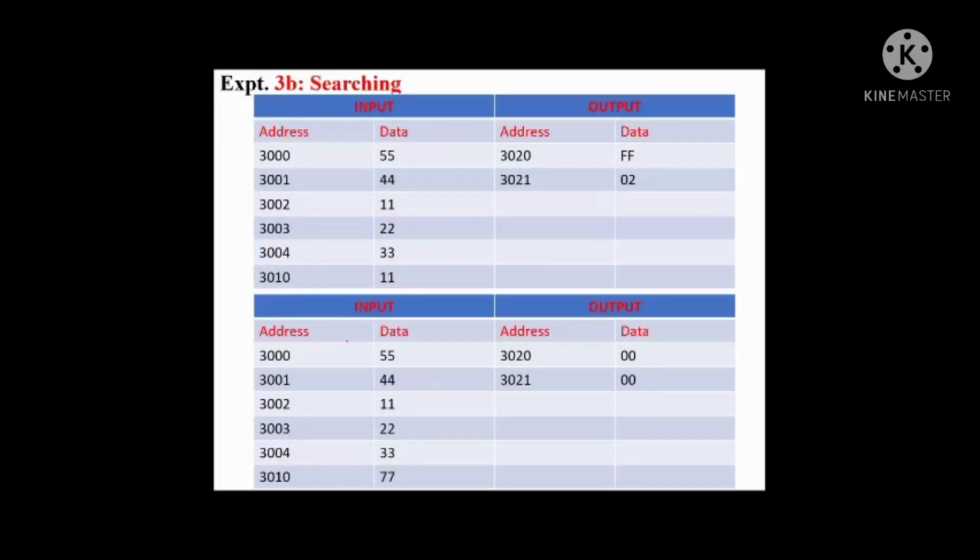On the other hand, let me take the same array. I want to search 77. Is it available or not? Confirm that 77 is not available in this array, because the array is 55, 44, 11, 22, and 33. So the result is 00, which we can interpret as no in a high level language. The relative location is also 00. Continue further.